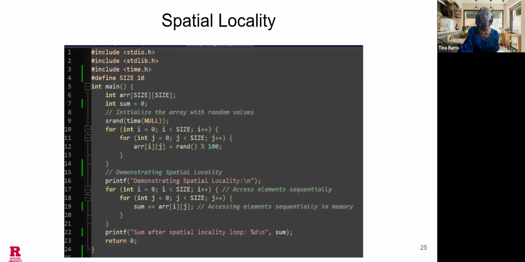That's spatial locality. Here's an example of that, right? If I had this program here and I was writing this out, and I had just a very simple array here, you would initialize it and, for our purposes, put a bunch of random numbers in there. And then we want to look at what this spatial locality looks like.